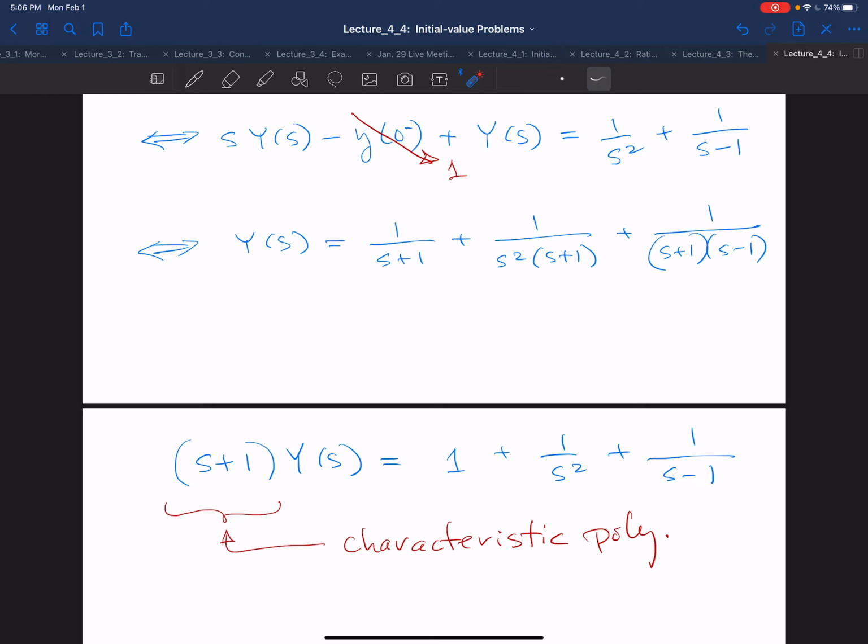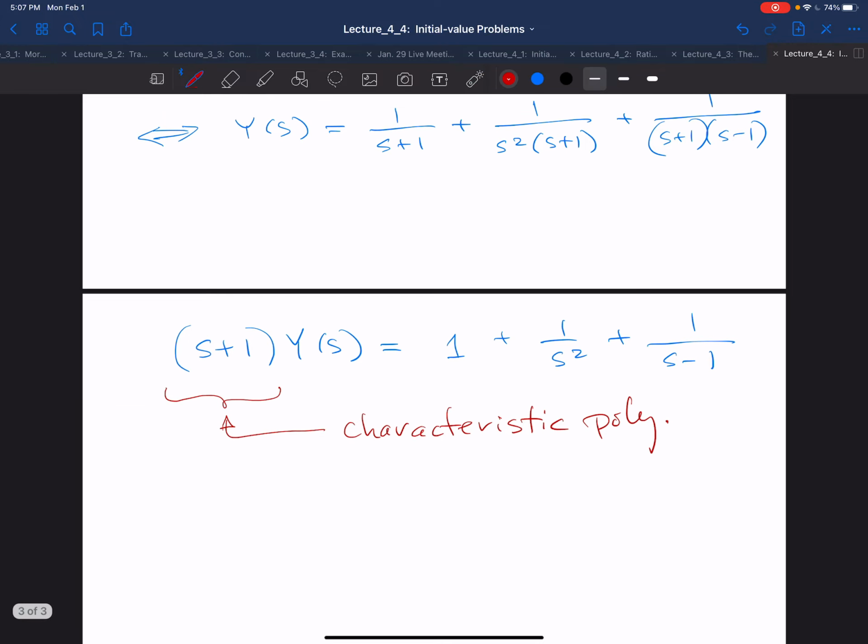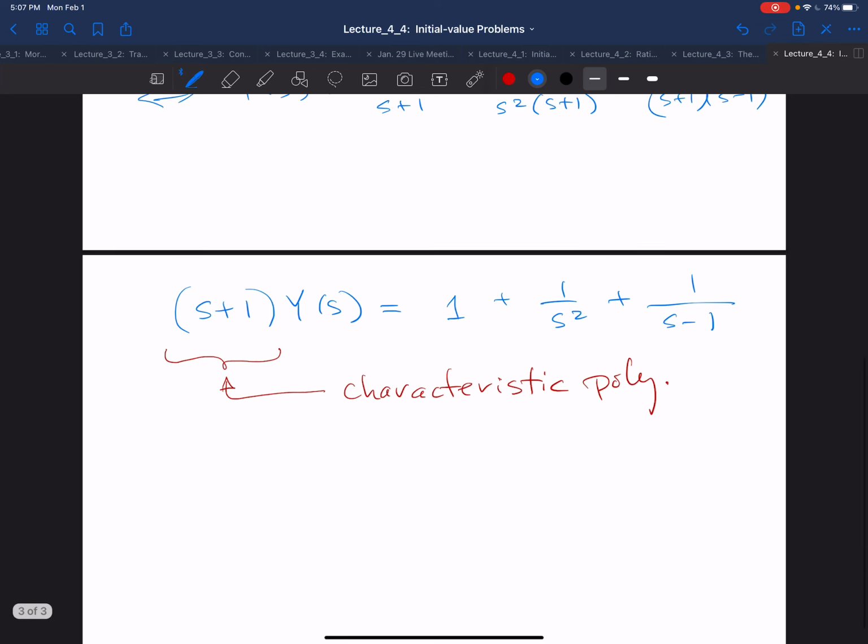So we'll come back to this notion of a characteristic polynomial later. For now, if we just turn the crank, we can find y of t easily, the unique y of t that satisfies our initial value problem. Of course, we're going to do this inversion by taking partial fractions decompositions of the terms on the right-hand side.